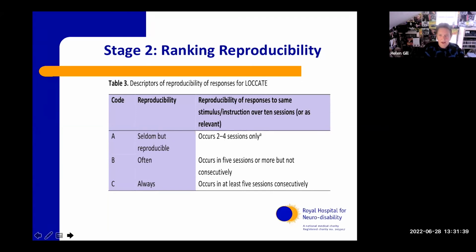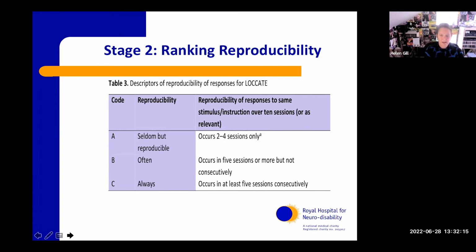So in other words, when you did the WHIM, you got them to visually track, and they did it 3 times out of, let's say, 10. Then you would put them in, they've done it, but it's been seldom but reproducible. They've done it more than once, but they haven't done it 10 times. So 2 to 4 would be A. B means they've done it often. For example, you've done the assessment, and they're tracking in 5 sessions, but not consecutively. That would show they've done it often, but not always.